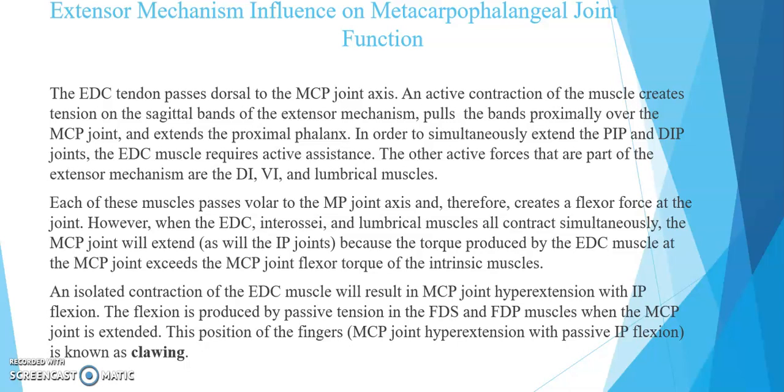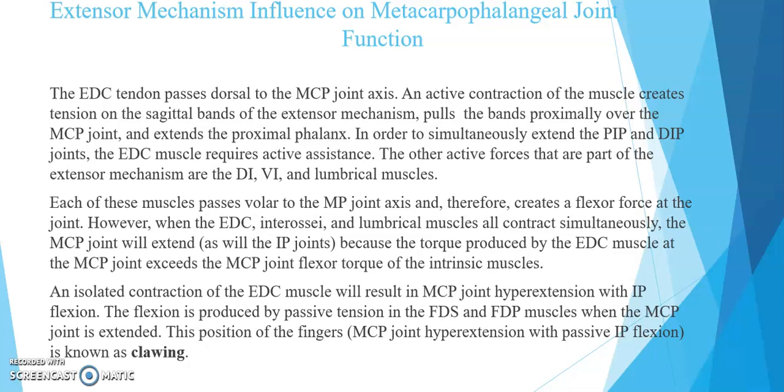So when their nerve supply is affected, only the extensor digitorum communis muscle is working. Then what will happen? There will be no flexion force. If the flexor tendon FDP is not working, there will be no counter force for the EDC. So that will produce excessive extension of the MCP joint.